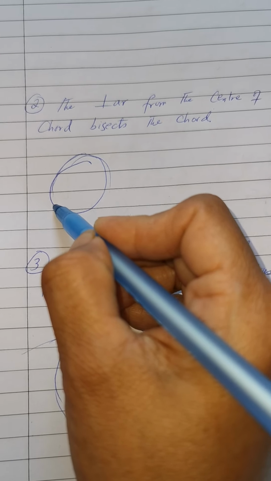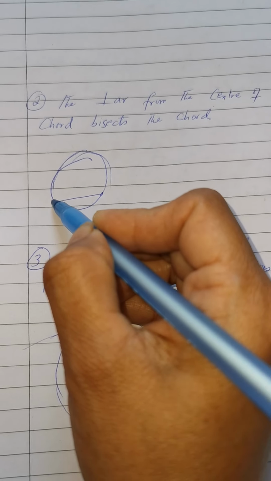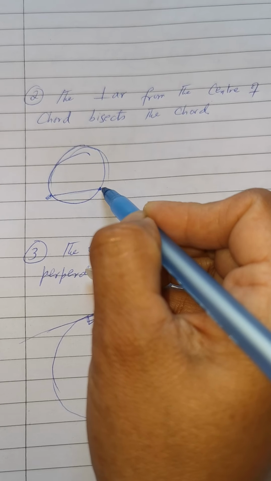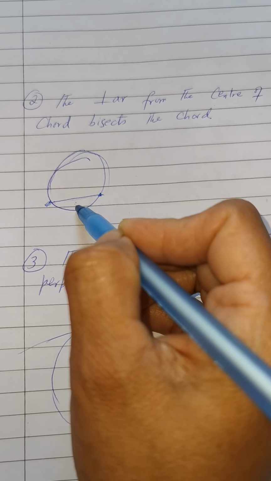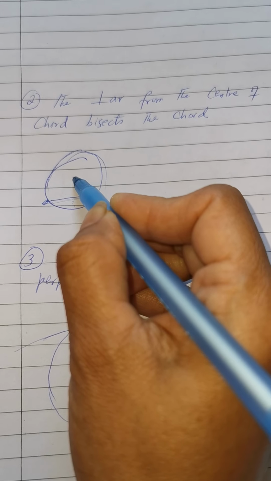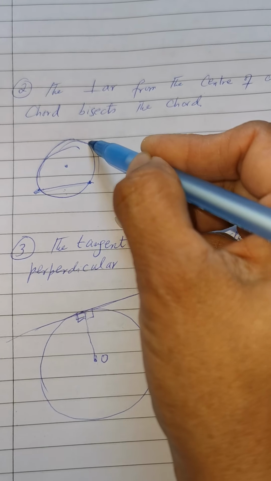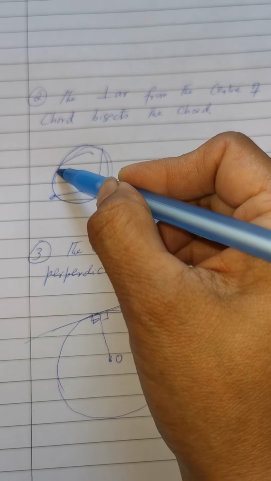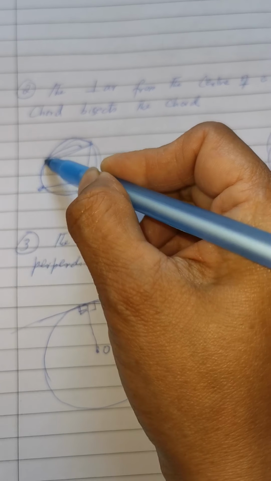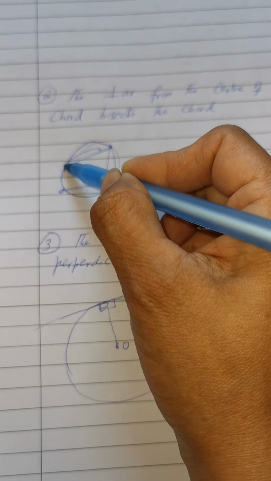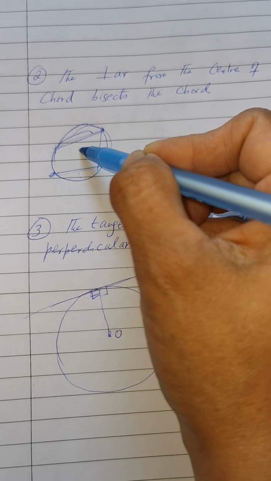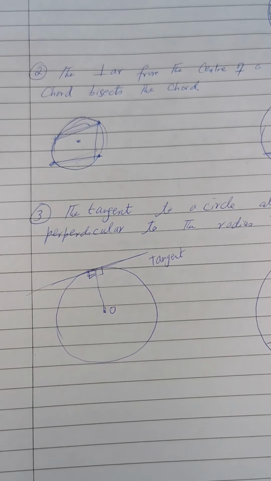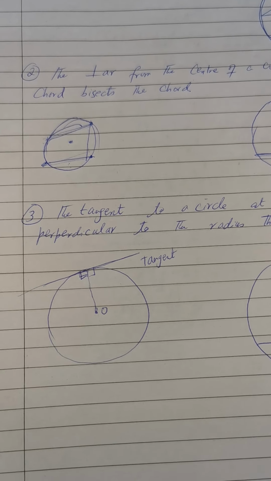If you join two points on the circle, the line joining the two points on the circle is called a chord, but this line is not passing through the center of the circle. You can see that this is not passing through the center. Two points, join them with a line, and this line is not passing through the center of the circle. All of these are called chords of a circle.